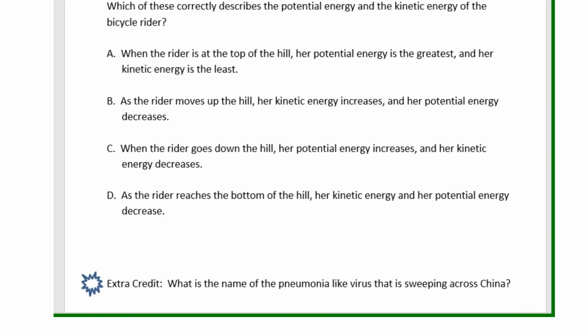A. When the rider is at the top of the hill, her potential energy is the greatest and her kinetic energy is the least. B. As the rider moves up the hill, her kinetic energy increases and her potential energy decreases. C. When the rider goes down the hill, her potential energy increases and her kinetic energy decreases. And letter D. As the rider reaches the bottom of the hill, her kinetic energy and her potential energy decrease.